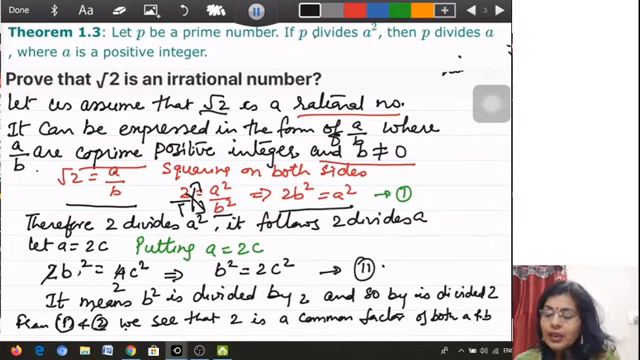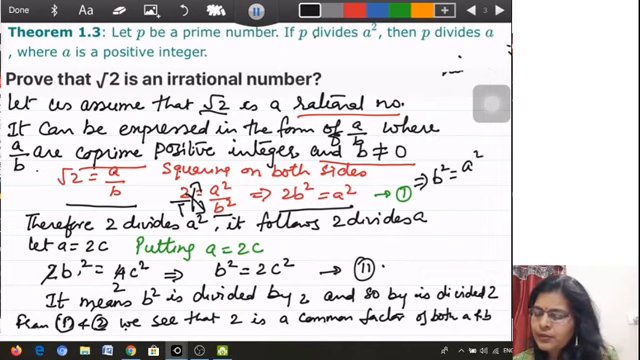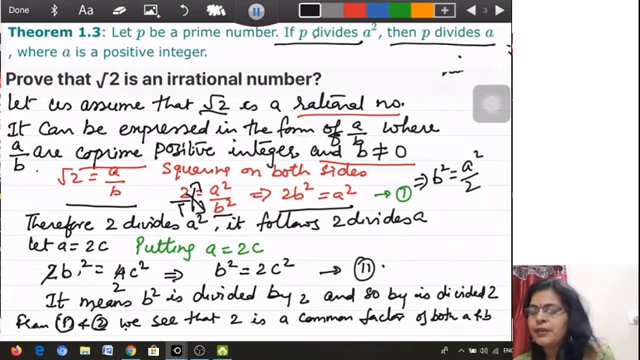Now one more thing, here we can write 2b square. This can be written as b square is equal to a square upon 2. Means 2 divides a square, so we can write 2 divides a also, which is written over here: if p divides a square, then p divides a.